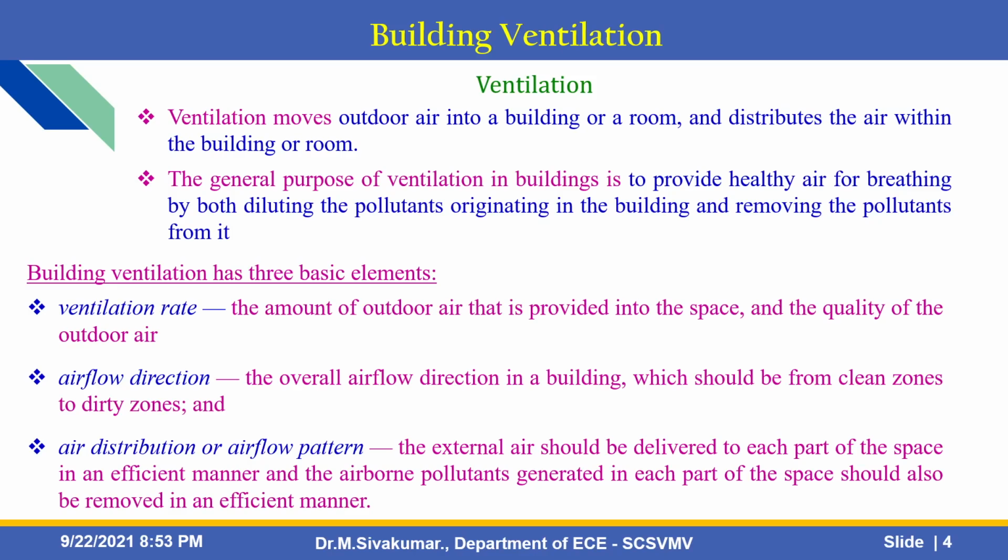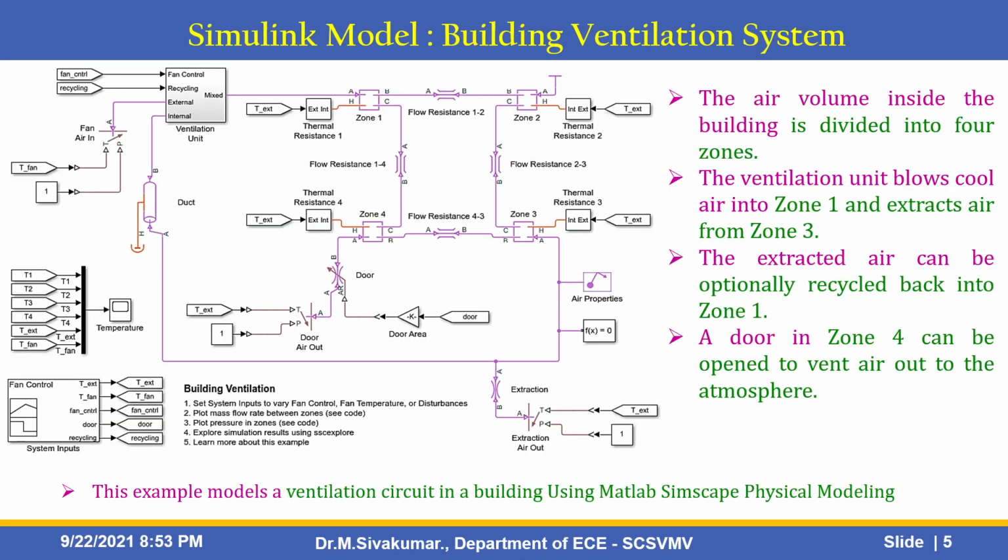These are the blocks we can assemble using the Simscape language blocks, and also moisture air blocks and gas model blocks. Many inbuilt blocks are available here. By using these block functions, we can build this ventilation subsystem. This is the main Simulink model containing the building ventilation system. It is used for control and also for modeling using the Simscape language. This example models a ventilation circuit in a building using MATLAB Simscape physical modeling.